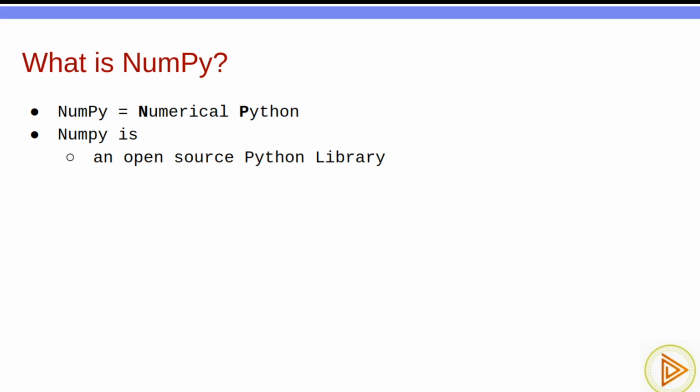Next is whether NumPy is free to use or not. Yes, absolutely, it is free to use. It is open source. You can use it for any commercial applications, or you can do some research, whatever you want. You are free to use. And it is used to manipulate homogeneous data in arrays, please note this point: homogeneous data. Homogeneous data means all the values should be the same data type.